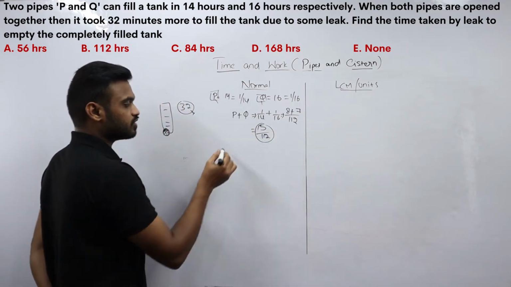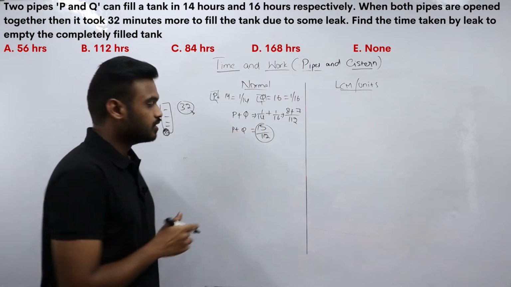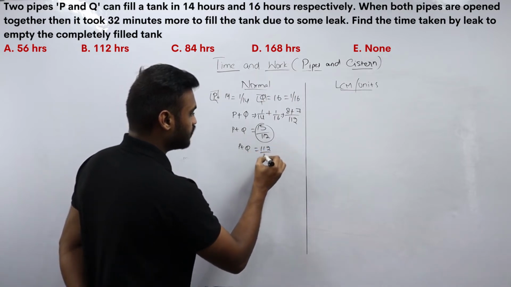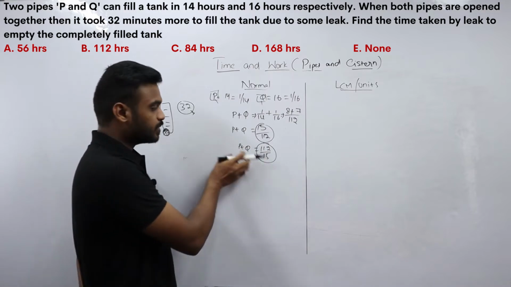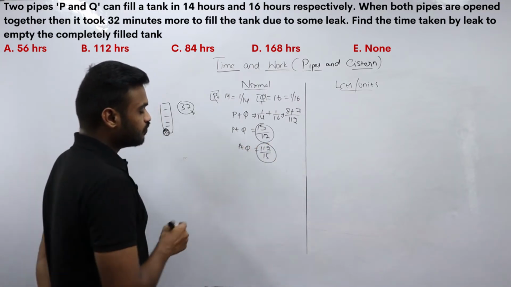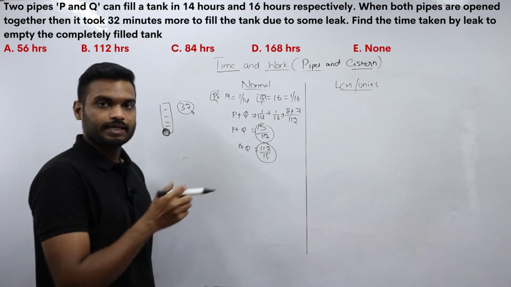This is the 1 hour's work of P plus Q. So P plus Q totally takes 112 by 15 hours to finish the entire work. Now we need to find out the total time taken for this leak to complete the entire tank.